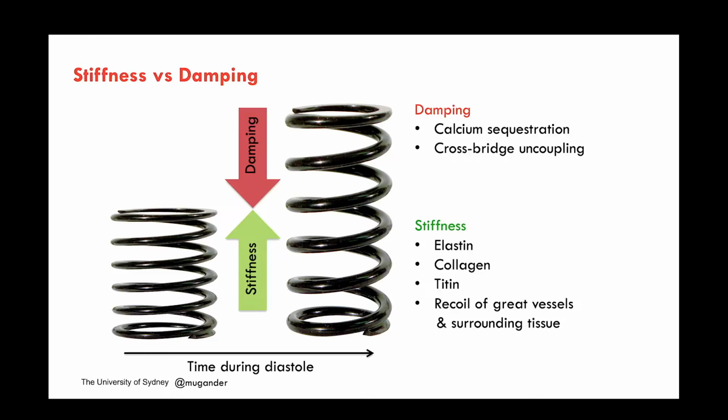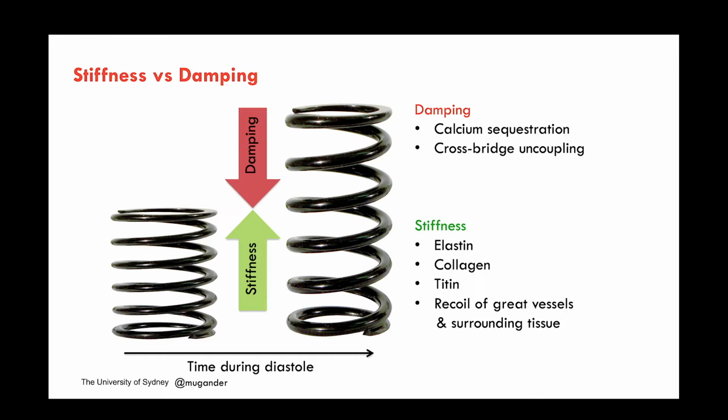So let's talk about what these parameters are and why they might be important. What is stiffness and what is damping? Let's start with that compressed spring at the end of systole, and think about what happens as that spring expands during diastole. Here we have the compressed spring on the left, time during diastole on the horizontal axis, and what's happening during that time is that stiffness is contributing to the force that's driving the recoil of the spring. And damping is a mechanistic property that's contributing to the forces that are resisting the recoil of the spring.